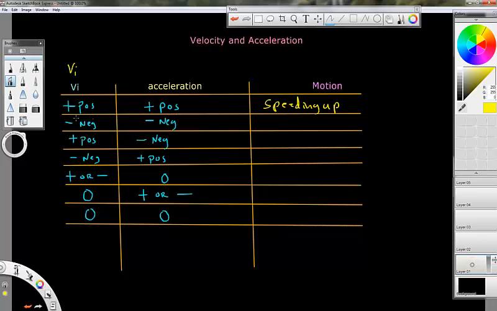Let's say you're in reverse, going backwards, and you step on the gas pedal. You would accelerate in the same direction. So that would also be speeding up.